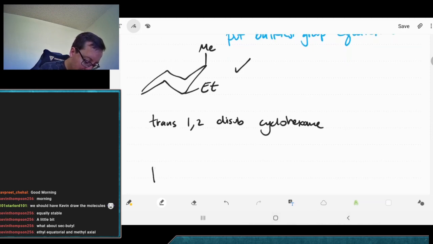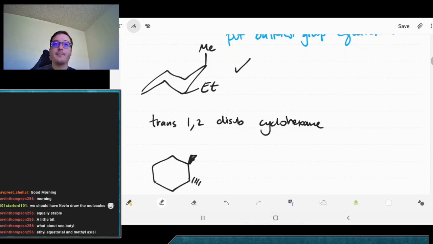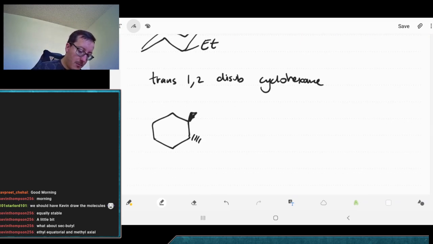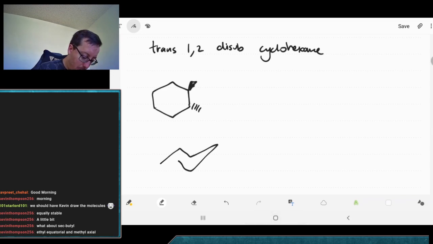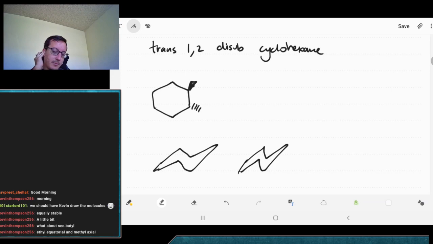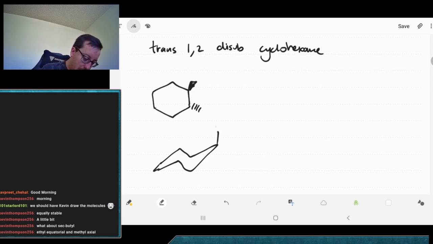If we have a trans relationship between them, we can see we're going to get two chairs like before. Hey, that one was pretty good. That one's getting worse. These are beginning to look more and more like lightning bolts than cyclohexanes, but that's okay. If we see here, we've got one up, one down. Oops, I need to draw this one flipped anyway. So, one up, one down.